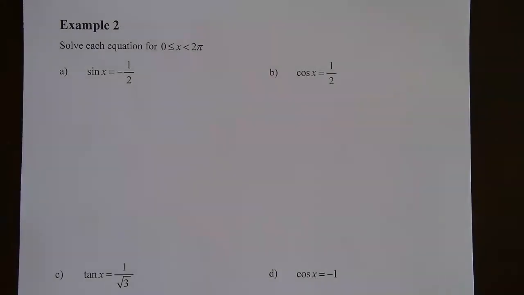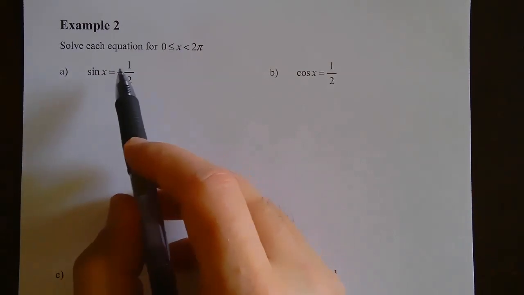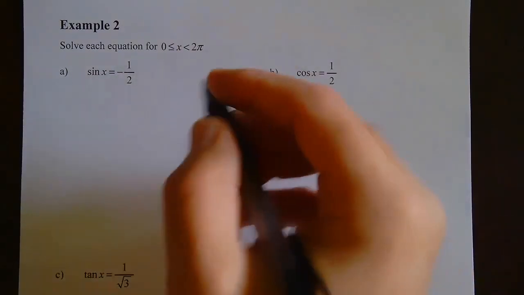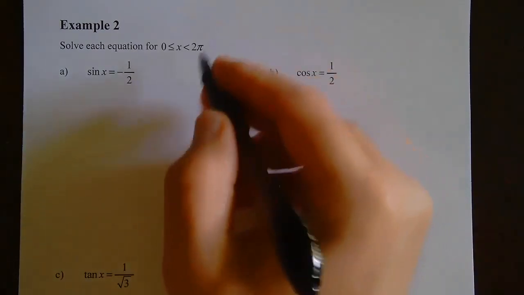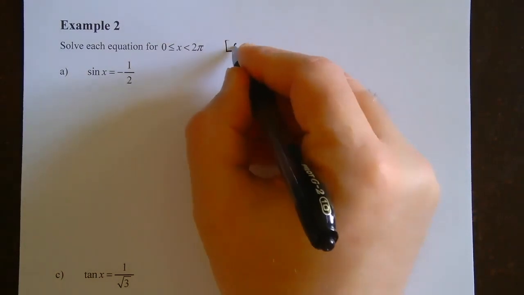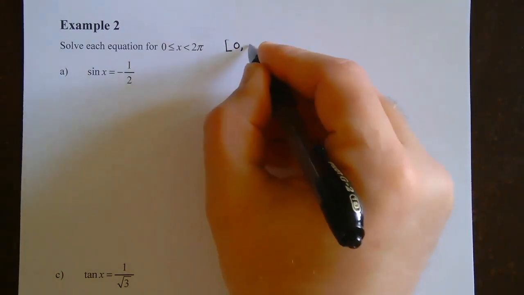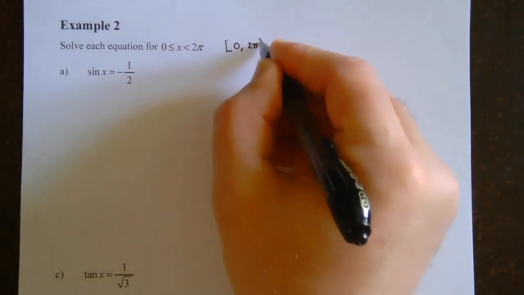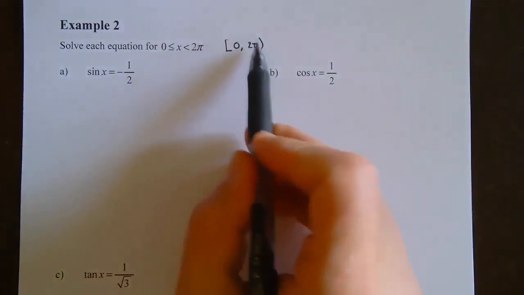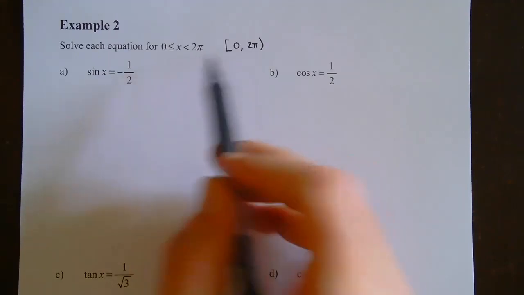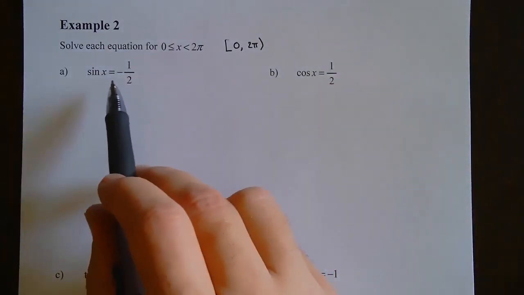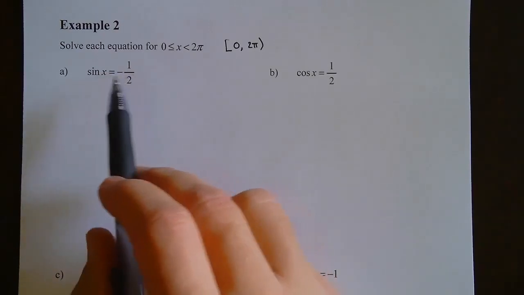So for example 2, I want to be able to solve each equation for 0 less than or equal to x less than 2 pi, same as what we just did graphically. Another way to say this is, in interval notation, bracket 0 comma 2 pi parenthesis. So if I say on this interval, it means the same thing.